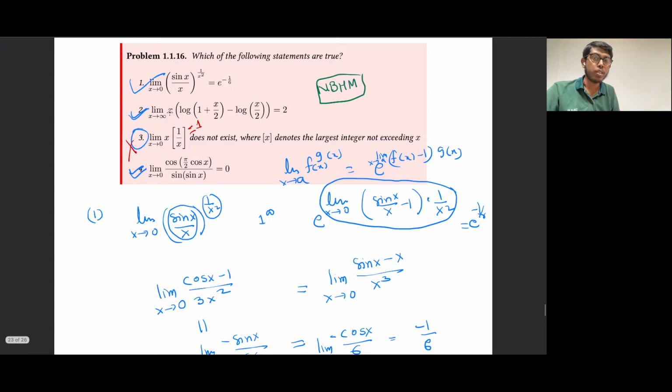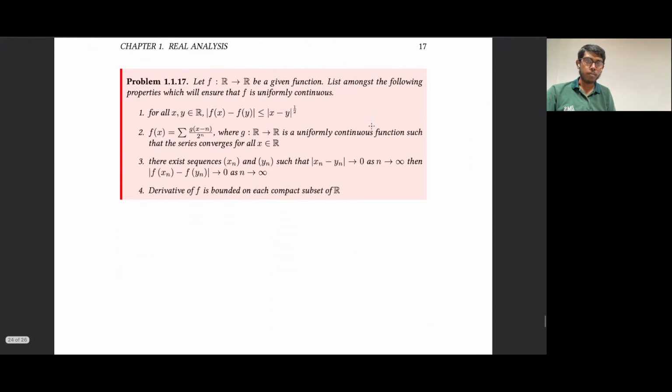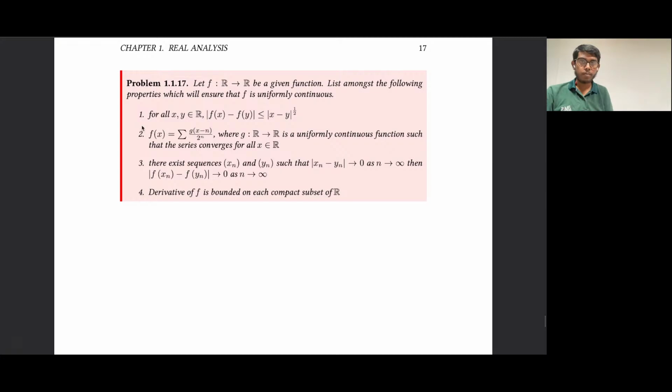Okay, so the correct options are 1, 2, and 4. So this is clear to everyone. This was a very easy problem. Only in the third there was some twist. Okay, so let's proceed to the next problem. Yeah, problem number 17.